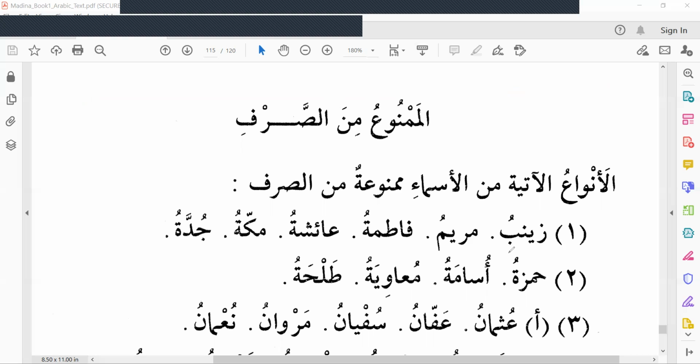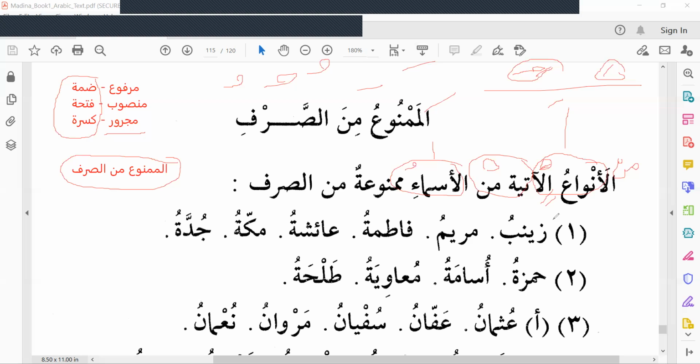First one is all the female names. You see Zainabu, Mariamu, Fatimatu, Aishatu, Makkatu, all the cities' names also, Juddatu, are considered female names. All the female names are the first category. So these names are called al-mamnu min as-sarf.